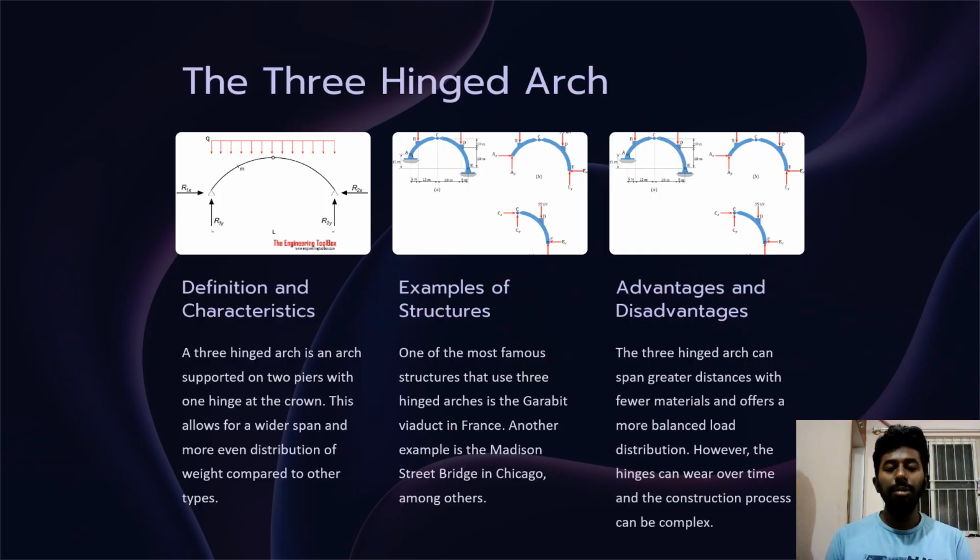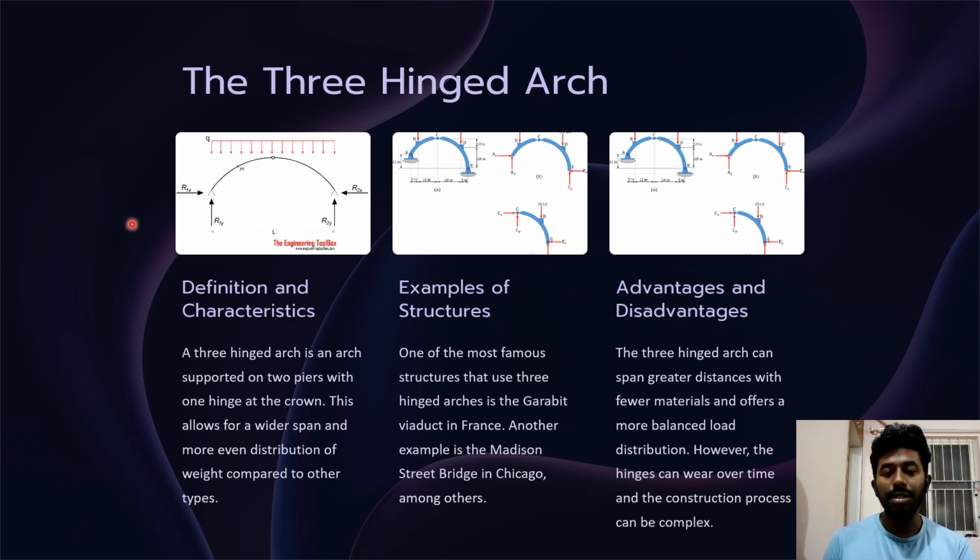In this slide, we'll be learning about the three-hinged arc, definition and characteristics. A three-hinged arc is an arc supported on two piers with one hinge at the crown. So these RA and RB are the two supports where the arc is set upon, and this circle on the top of the arch is called the crown. This allows for a wider span and more even distribution of weight compared to other types.